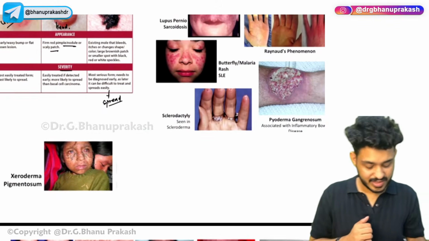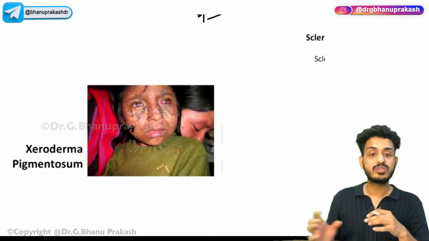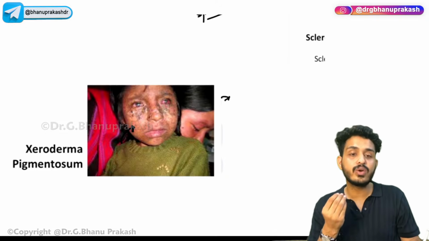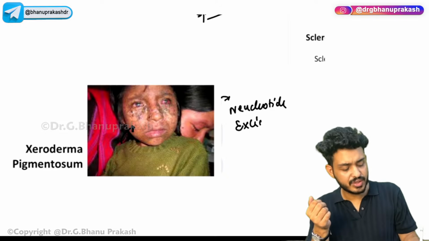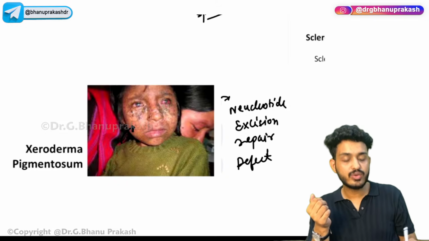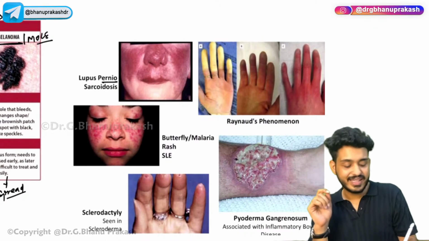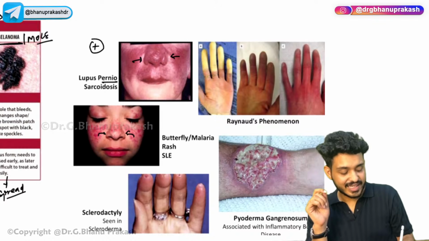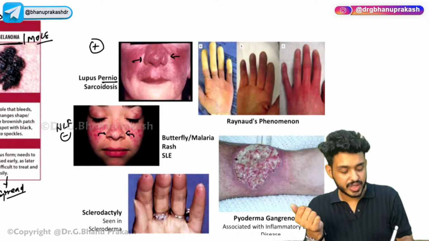Now let's see. This is your xeroderma pigmentosa. These patients cannot go outside in the sun. They cannot tolerate the sun. These patients will be having a nucleotide excision repair defect. That is what you have to remember. Now this one is your lupus pernio. Here, look, the nasolabial fold is also involved, whereas in SLE we don't have nasolabial fold involvement. So this is how you will be distinguishing between these two things.